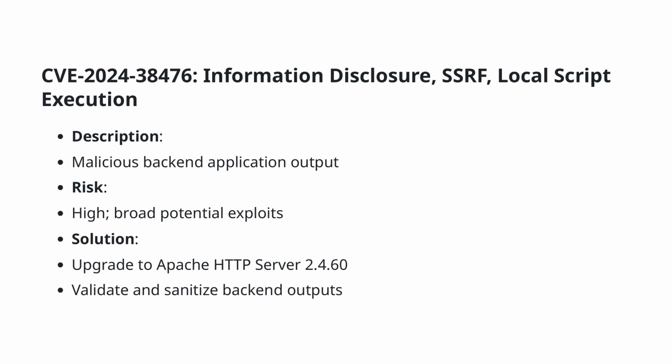The risk associated with this vulnerability is classified as high. This means that if not addressed, it can lead to significant security breaches, possibly exposing confidential data and allowing unauthorized actions on the server. To mitigate this risk, you should upgrade to Apache HTTP Server 2.4.60. Additionally, it's crucial to validate and sanitize back-end outputs to prevent such exploits from being feasible. By taking these steps, you can significantly reduce the threat posed by this vulnerability.